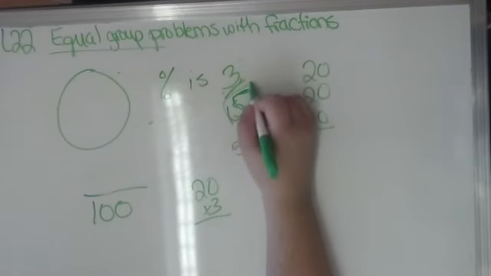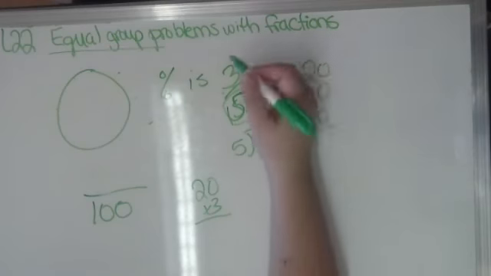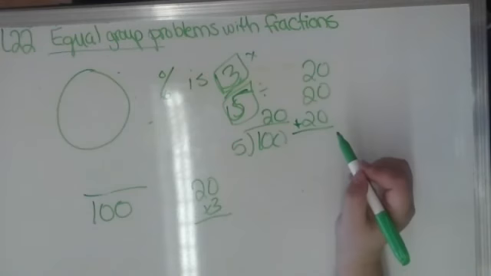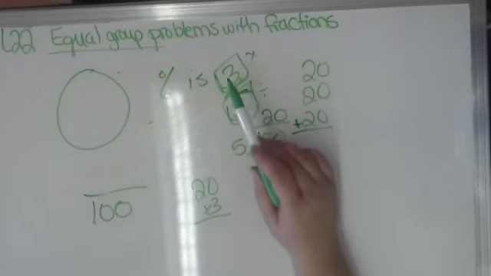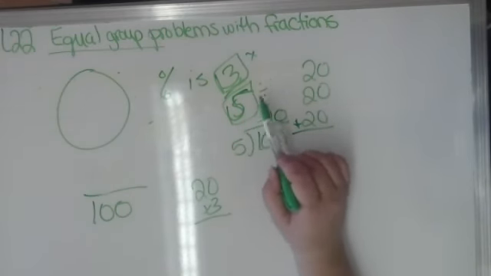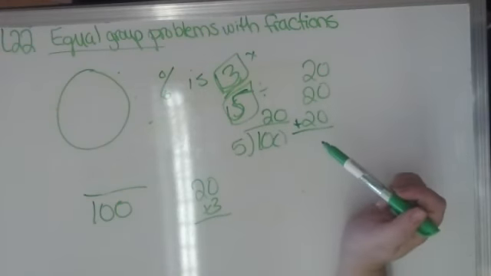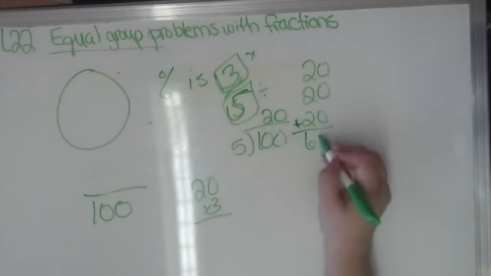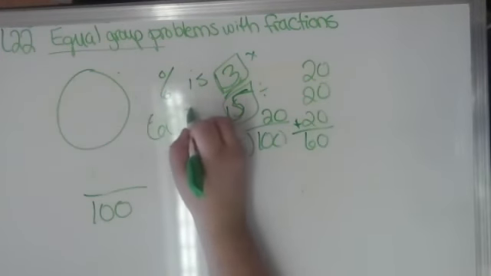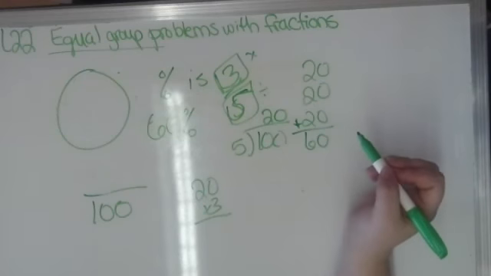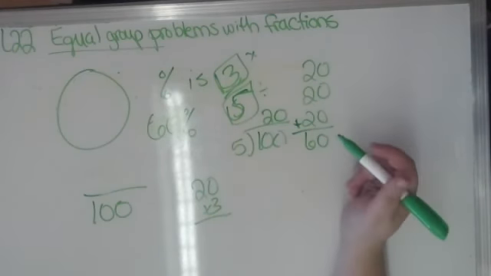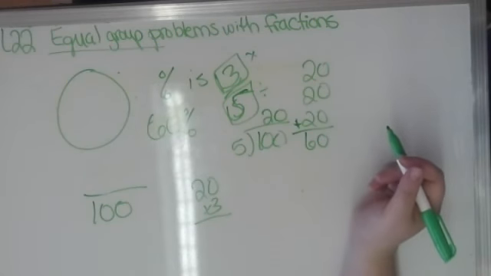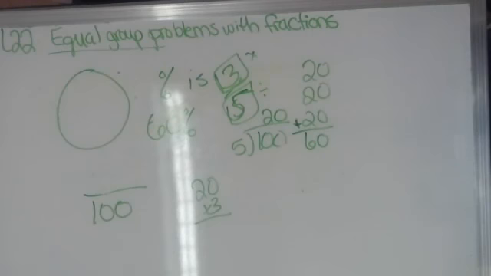But you need to remember that this number you are dividing. This number, if we're going for the fast way, is multiplying. Okay, that is what that fraction is telling you. What you need to divide by, what you need to multiply by. So for this one, it is 2, 4, 6, 60. It would be 60% of the circle is 3/5 of the circle. That is Equal Group Problems with Fractions, Lesson 22, Course 1.